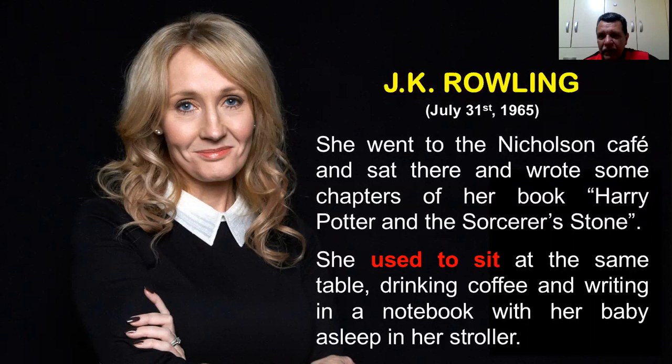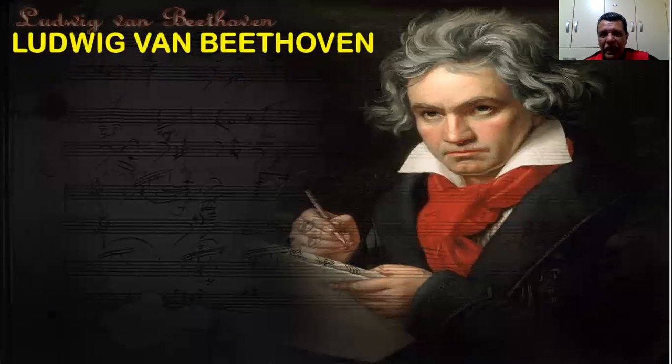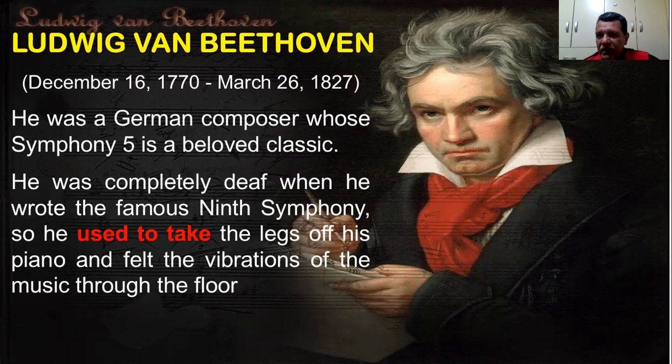Okay, who's next? And he is not a writer. Who is he? He's a composer. Yes, he's a very famous composer in the past. He was born on December 16, 1770, and he died on March 26, 1827. He was a German composer whose Symphony 5 is a beloved classic. But he was completely deaf. He couldn't listen. He couldn't hear anything. But how did he compose music?